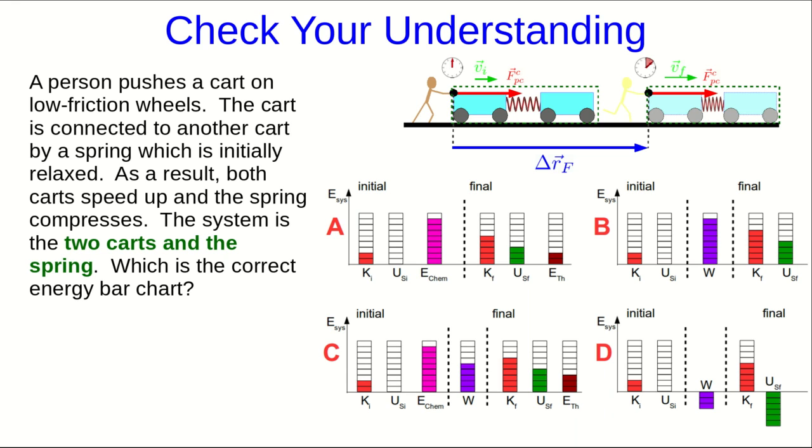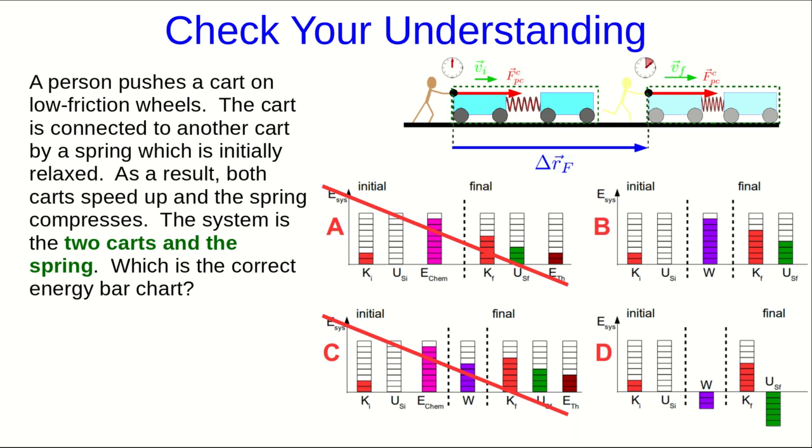Here is the question that I asked at the end of the last part of this lecture. Notice that the person is not inside the system. The changes in chemical energy, and as a result changes in thermal energy, would be happening in the person. And so that's outside the system and shouldn't be included in the energy bar chart.